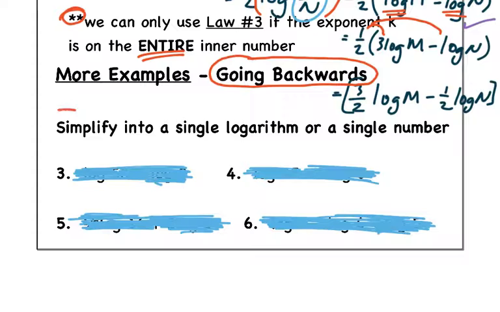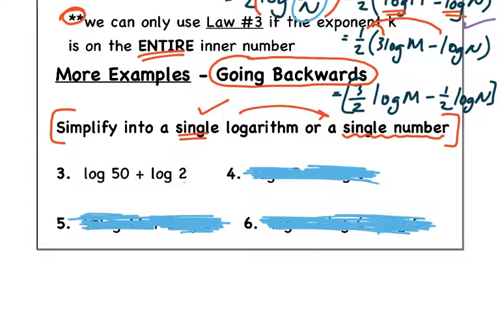So instructions here are really important because first of all, I say simplify into just one single log or possibly to a single number. So once you get down to a single log here, you might be able to go further and reduce it all the way to a single number, which would be kind of cool. Let's see. Number 3 here. I see log 50 plus log 2. So look and see what operation we have. We have 2 logs, and they're being added.